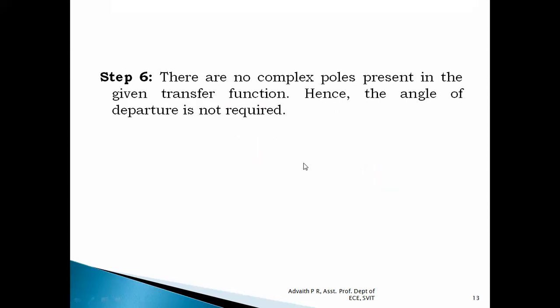Step 6, to find the angle of departure. Because there are no complex poles in our given transfer function, there is no need to find the angle of departure in this particular problem. But if we have complex poles, there is a necessity for us to find out the angle of departure. Similarly, if we have complex zeros, even there we have to find out the angle of arrival, which is not there in this particular problem. So in our problem, because there are no complex poles or complex zeros, we don't need to find the angle of departure and angle of arrival.